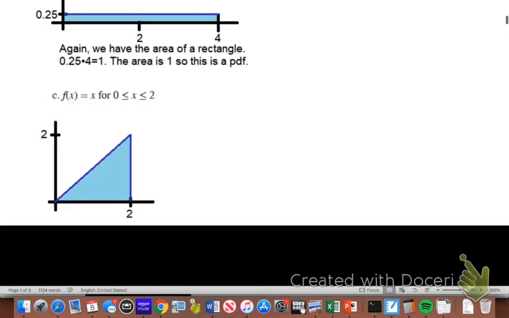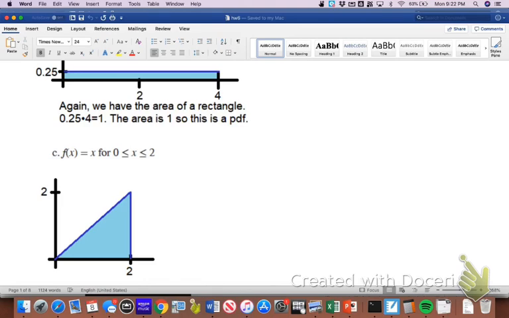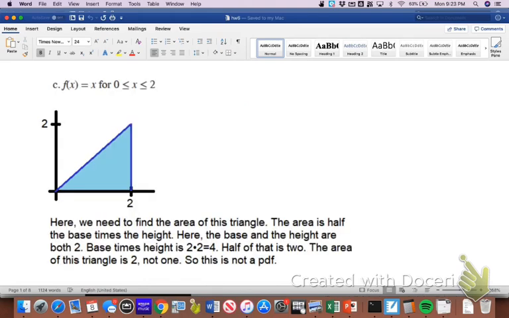So again, it doesn't quite look the same, does it? Because you notice that's not a rectangle. Instead, this time, it is a triangle. So let's figure out where the heck that triangle came from.